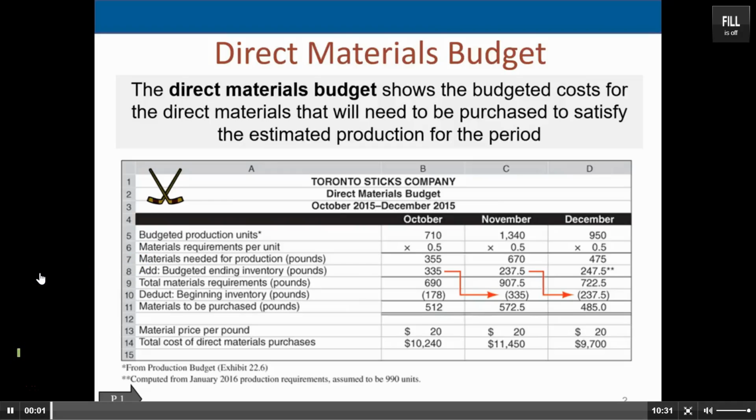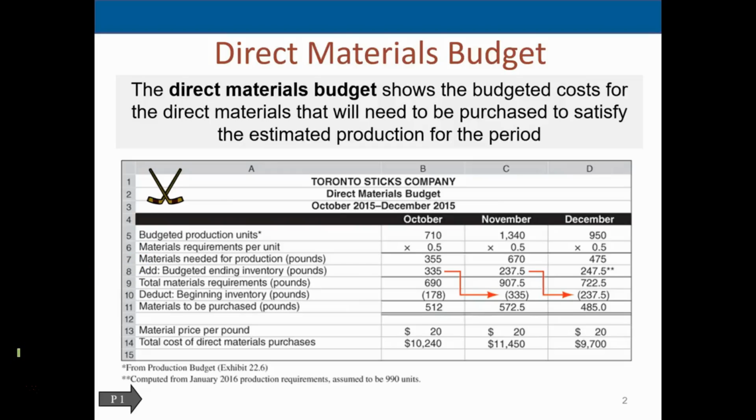Hello, in this lecture we will continue with chapter 22 and we are continuing on the master budget. What we have done so far is the sales budget and the production budget, and now we're taking a look at the direct materials budget. So now we know how much we need to produce in units, we know how many we're going to sell, we know how many units we need to produce. Now we need to look at the materials to produce them.